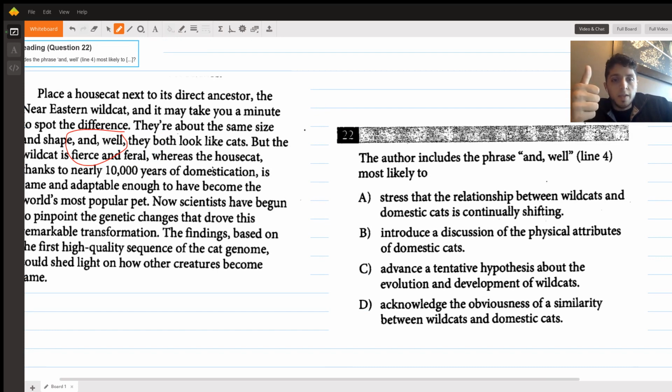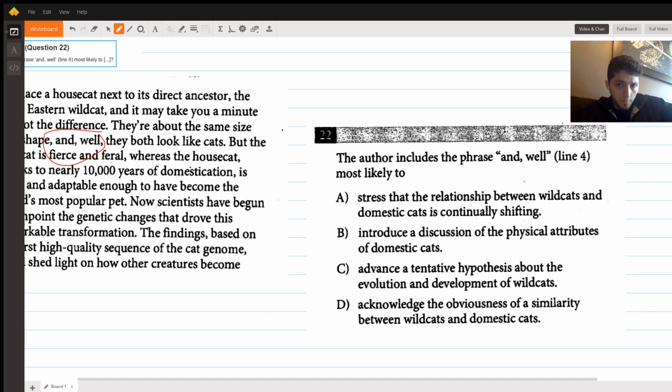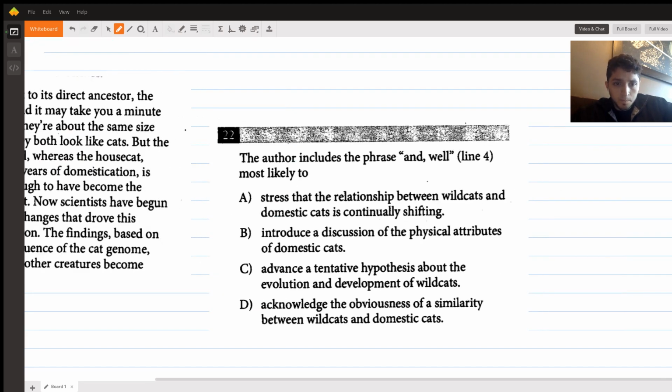So one, it's continuing with the idea that the house cat and the wildcat look the same, and two, it's giving a casual tone to emphasize that of course they just look like cats. So let's look at our answer choices. A: stress that the relationship between wildcats and domestic cats is continually shifting. There's really nothing in the sentence about the relationship shifting. Maybe elsewhere in the passage, but it's just not in this text, and these words are not used to support that. We can get rid of A.